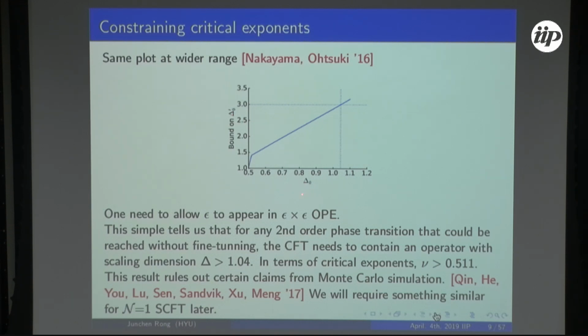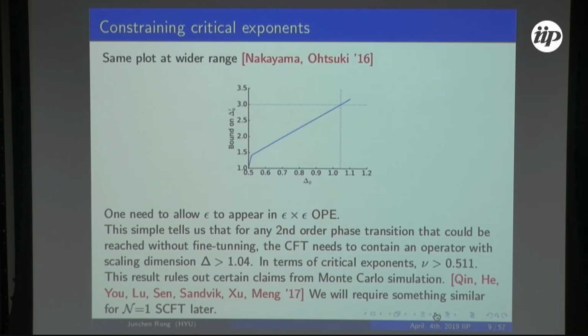Sorry, I copied this. Zero means neutral under any global symmetry. The next one is also neutral under any symmetry. That's the definition of epsilon. In the O(N) vector model, you call it phi squared.